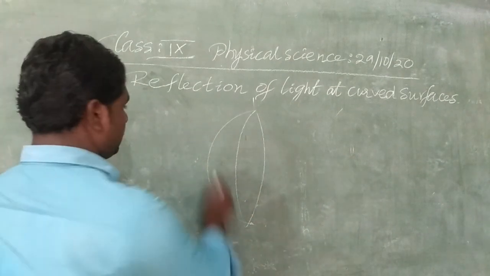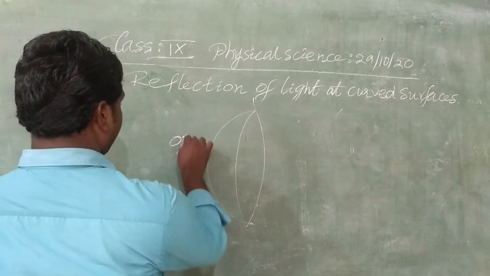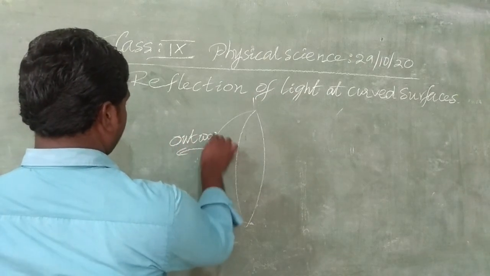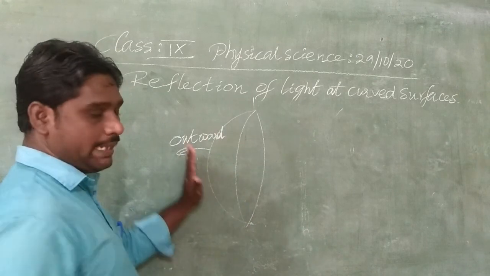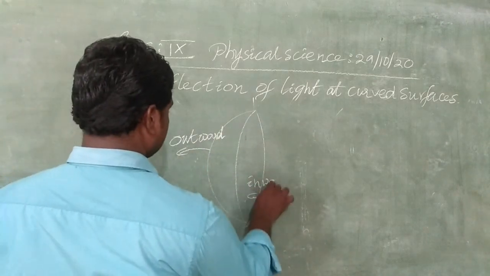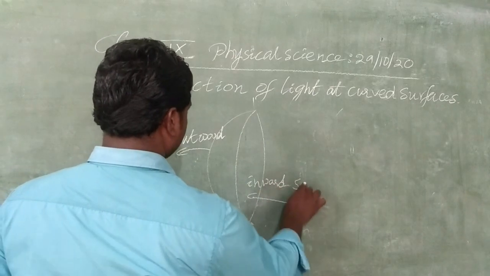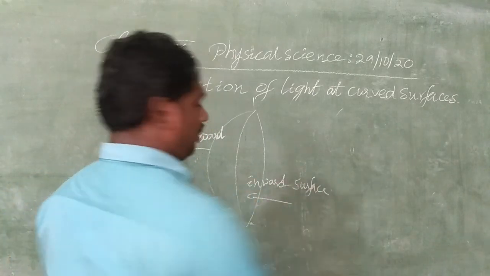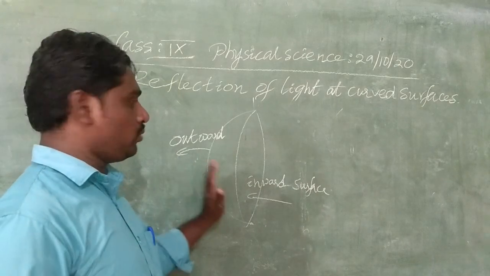We notice that the first one is the outward surface, that is the bulged out surface, and the second one is the inward surface.